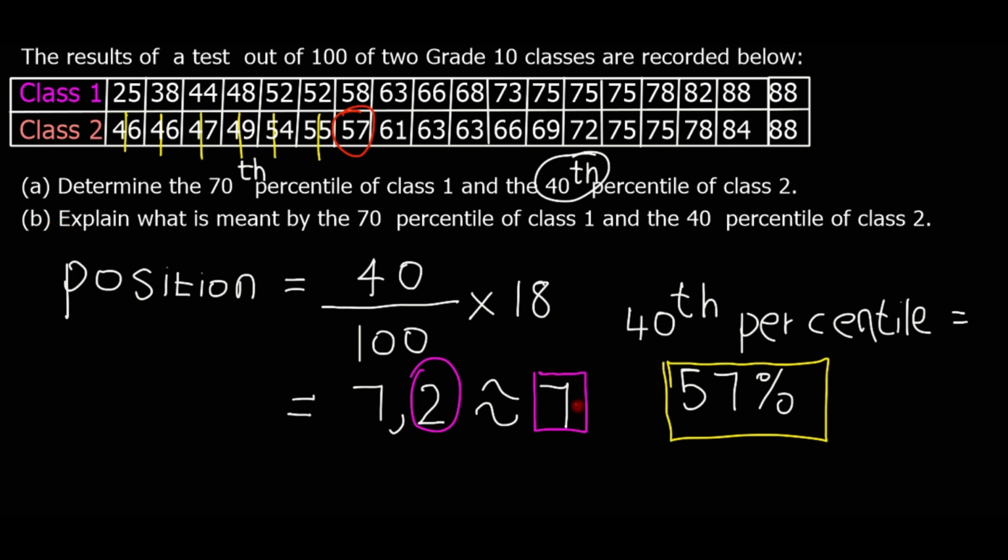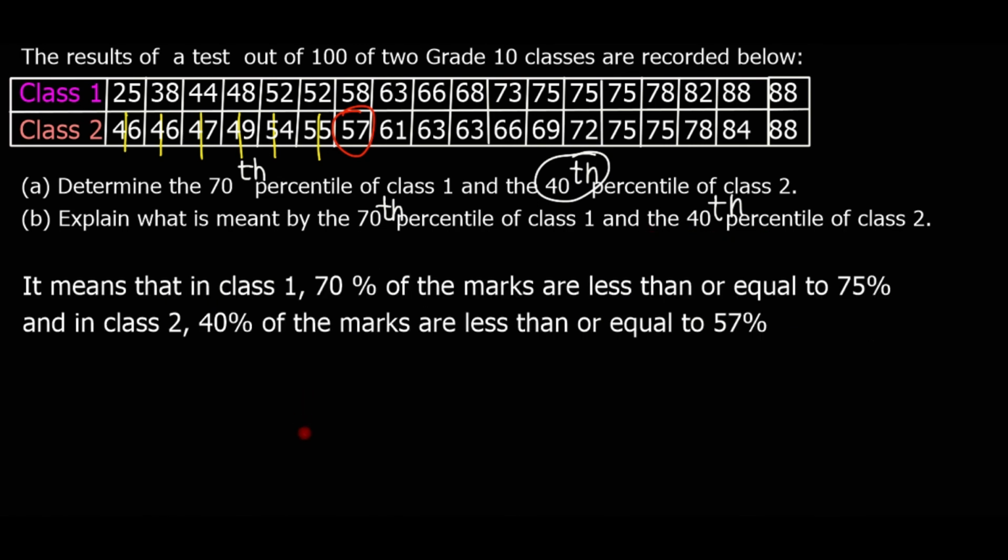Now let's look at part B. Part B asks us to explain what is meant by the 70th percentile of class 1 and the 40th percentile of class 2. Remember, the 70th percentile is 75% and the 40th percentile is 57. This means that in class 1, 70% of the marks are less than or equal to 75, because none go past 75. And in class 2, 40% of the marks are less than or equal to 57%. So now we have the specific values, 57 and 75. That's it about percentiles.